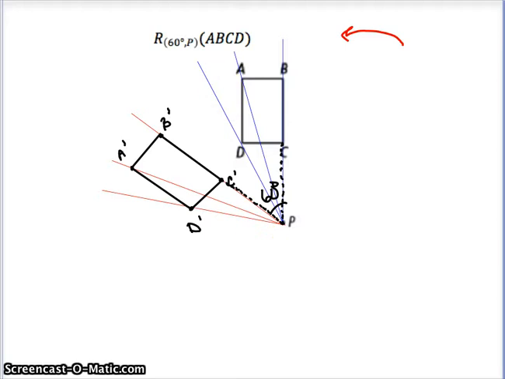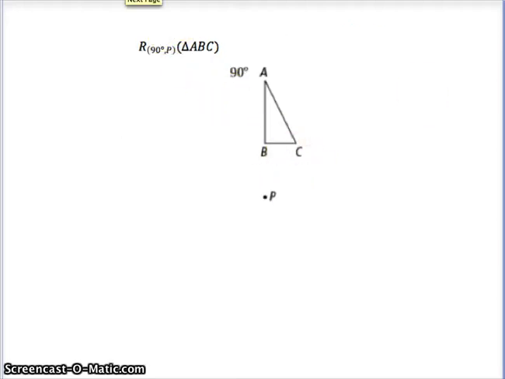All right, let's look at the next problem. Why don't you give this one a shot? You should be using a straight edge and a protractor here. We're going to try to rotate this figure 90 degrees. Pause the video, do your rotation, and then check your answer.